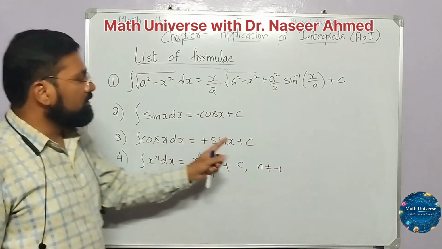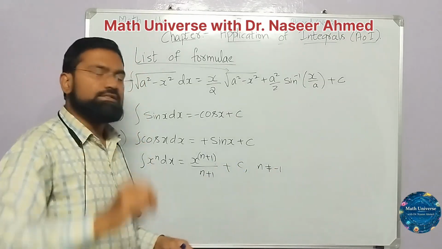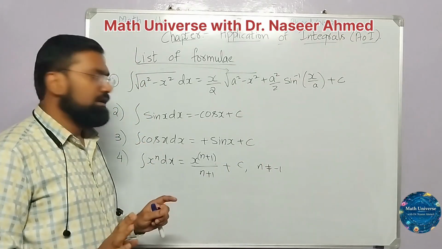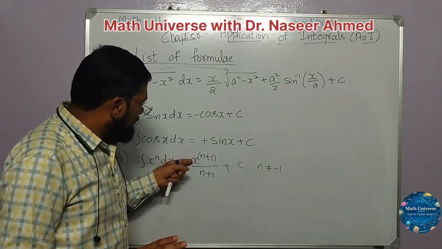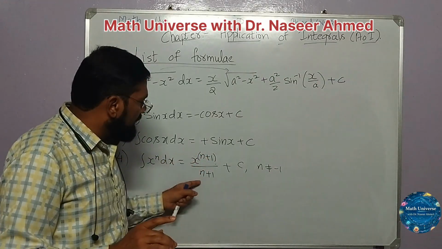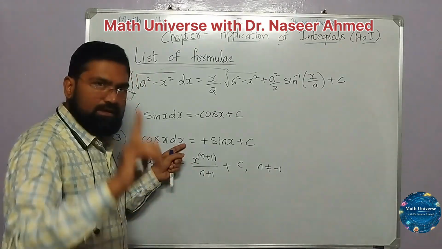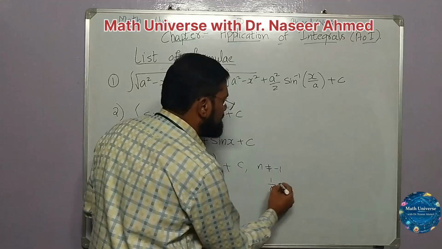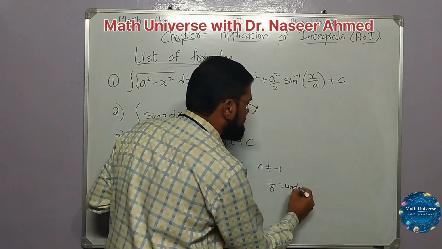Actually, for n not to be equal to minus 1, there are two reasons. Reason number 1, if I write n is equal to minus 1 here, I'll get x power minus 1 plus 1 which will be 0, x power 0 by 0 I will get. X power 0 is 1, but this will be 0. So it will be 1 by 0, which will be what? Undefined. This is the first reason.